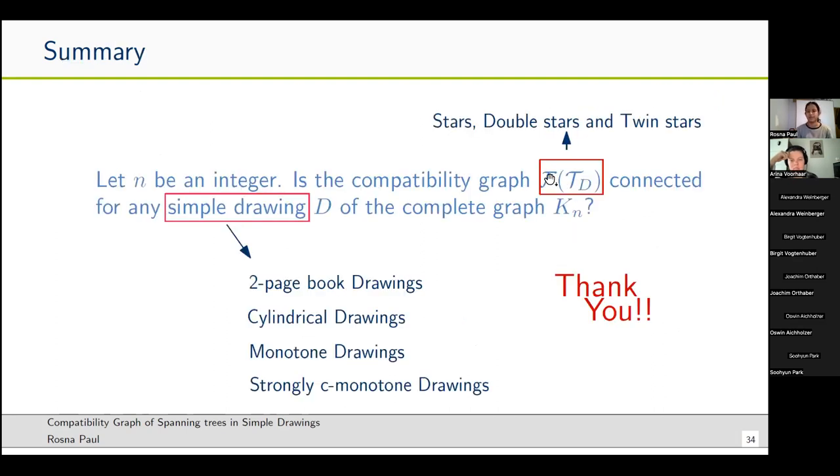And hence we proved that the subset of the compatibility graph containing stars, double stars, and twin stars is connected. So we approached this problem in two different directions, and these are the results. Here I haven't given the proof for cylindrical drawings, but it is also an easy proof. You can check our paper. Thank you.